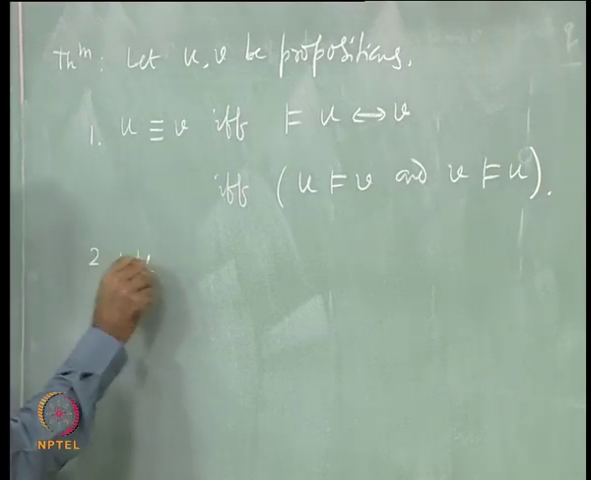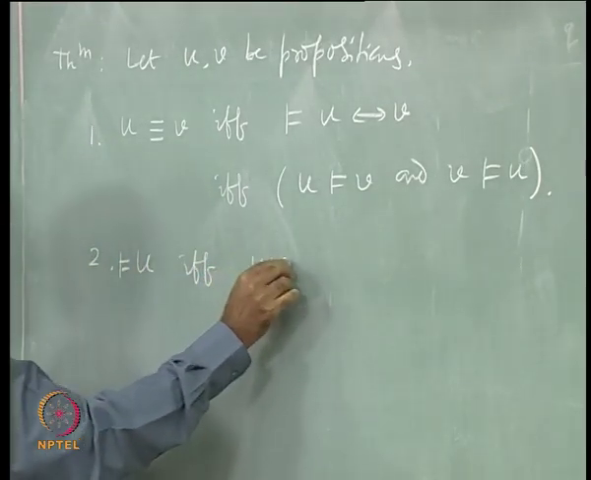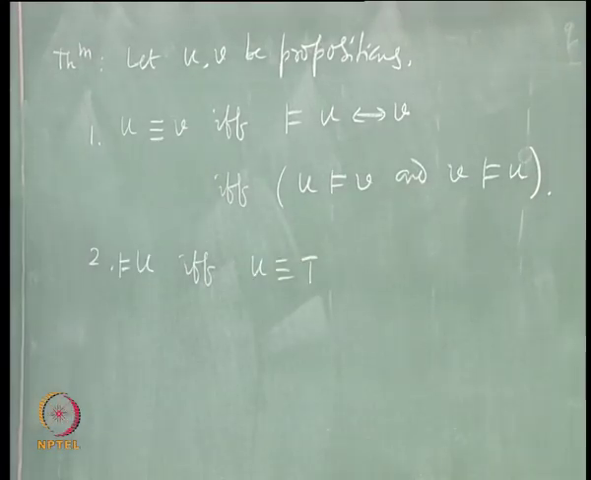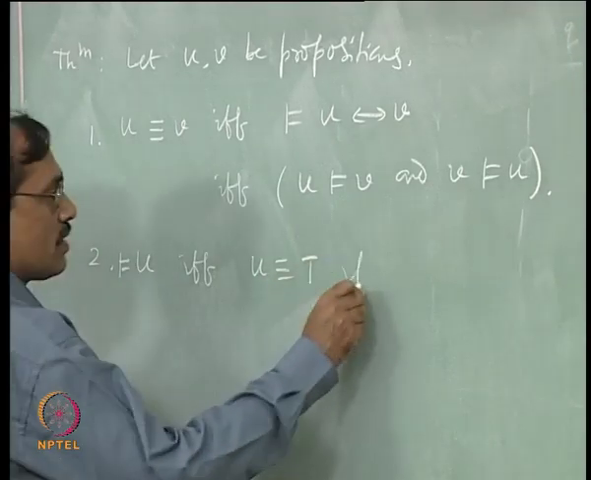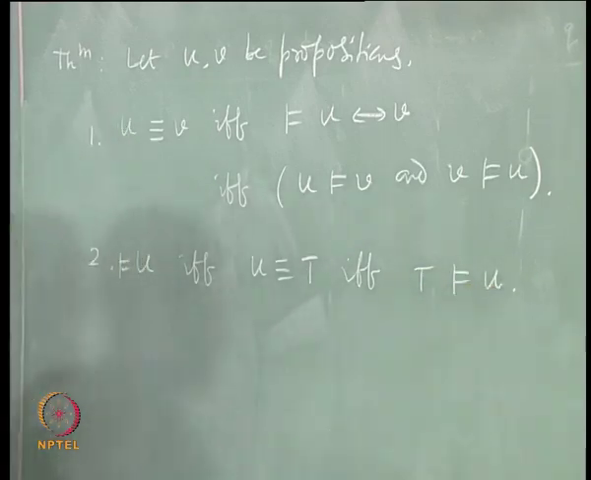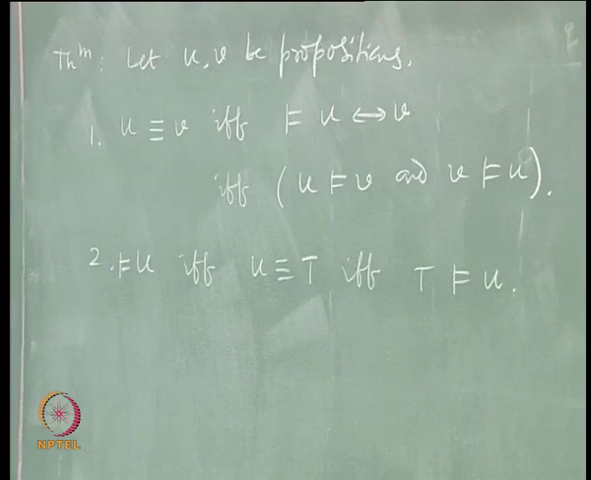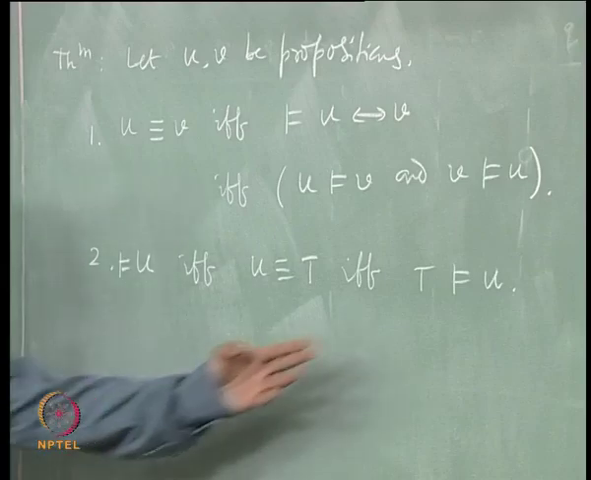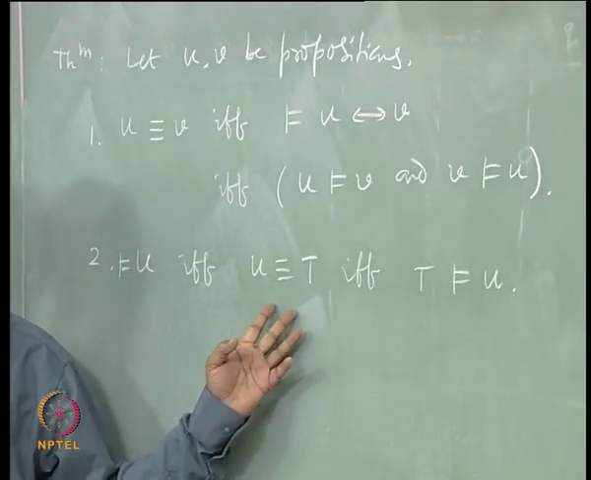U is valid if and only if U is equivalent to top, if and only if top entails U. Now, you are giving only one side, U entails top always, whatever U may be, right. So, only this part is relevant here in this.